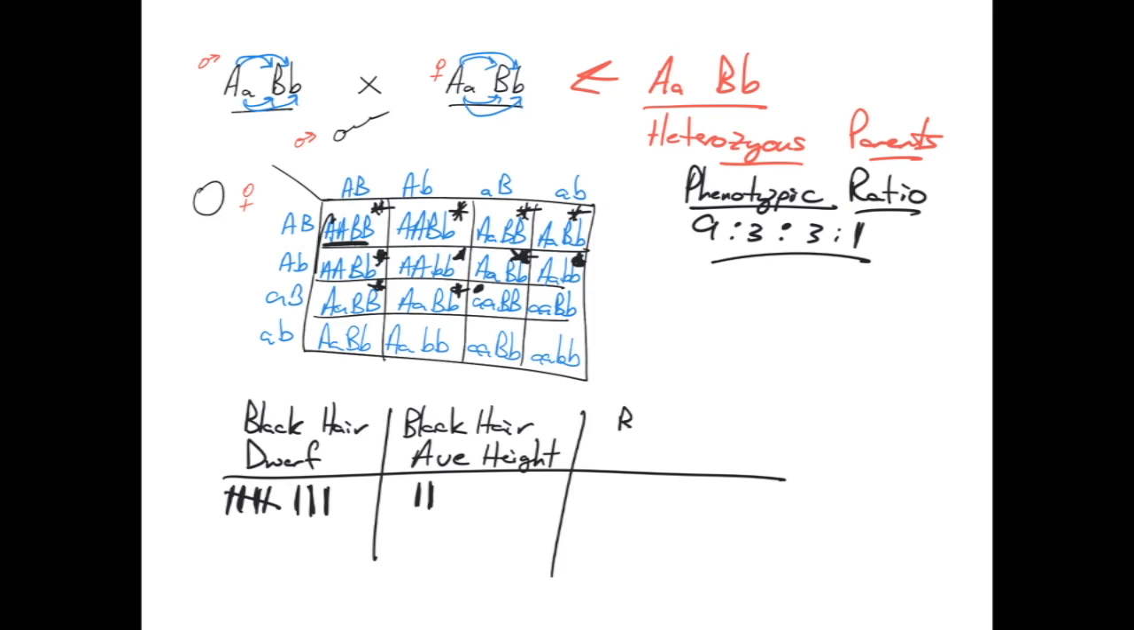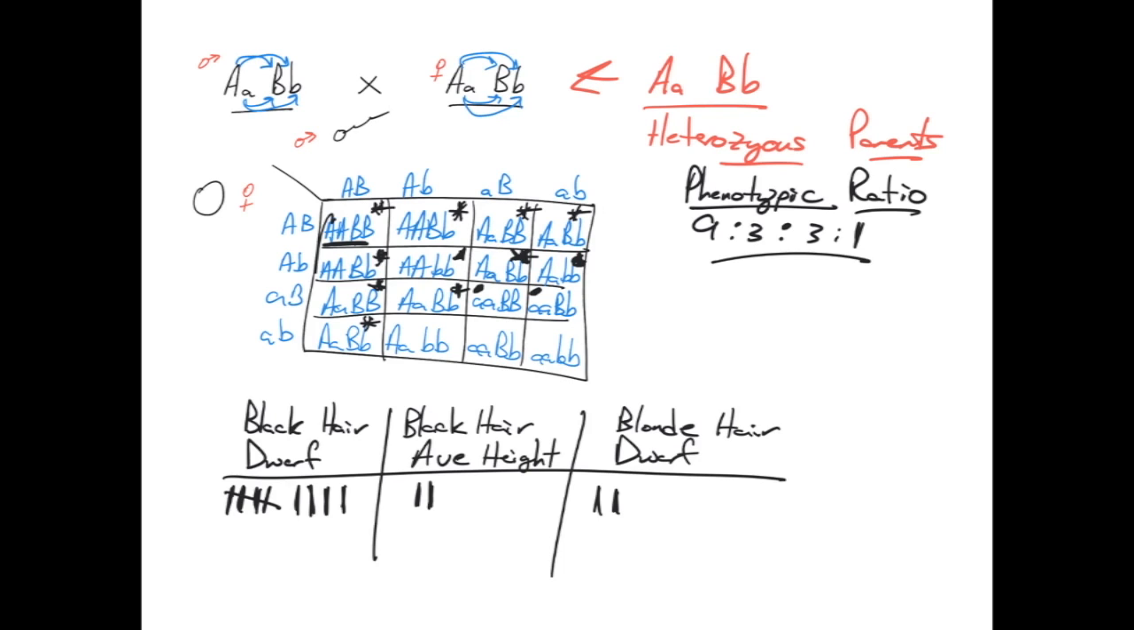Blonde hair and dwarf. That's one of those. And what's the next one? Blonde hair and dwarf again. That's two. And the next one over here? Black hair and dwarf. That's our number nine, isn't it? That's nine. What's the next one?